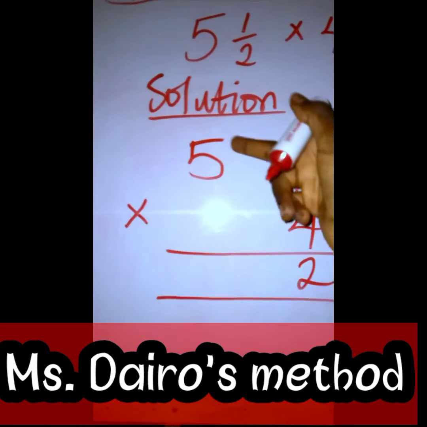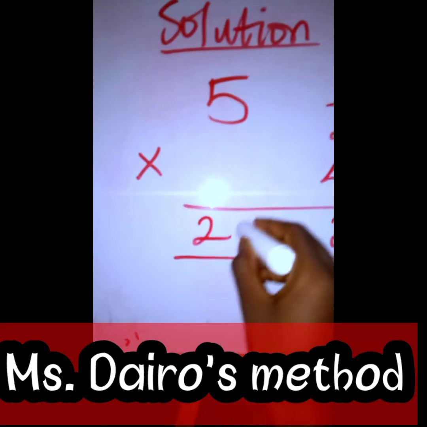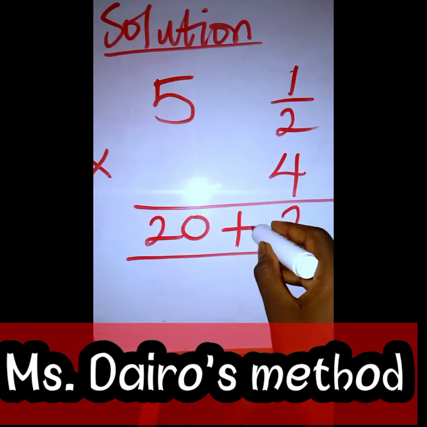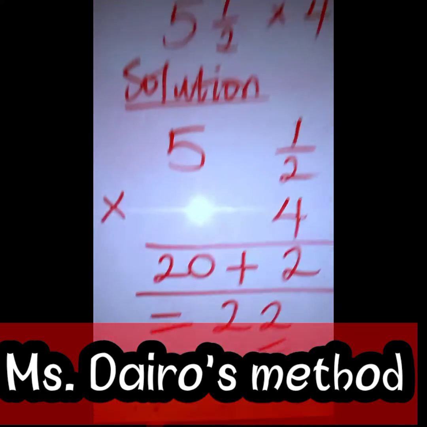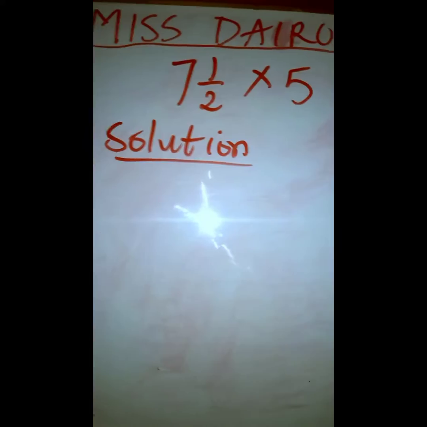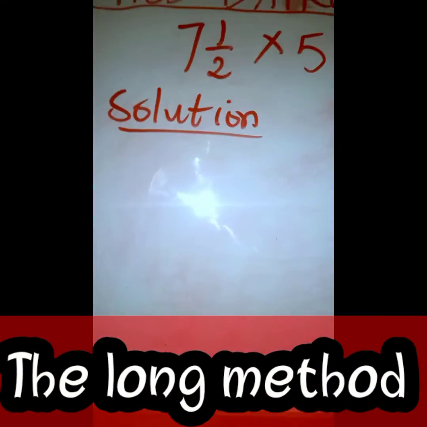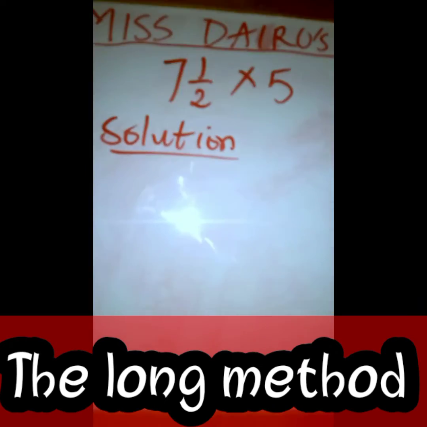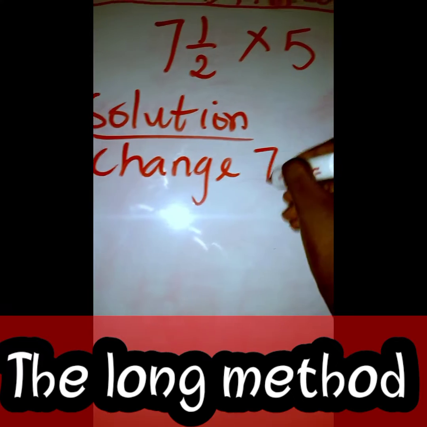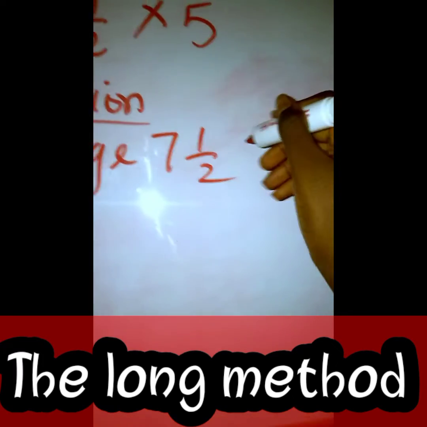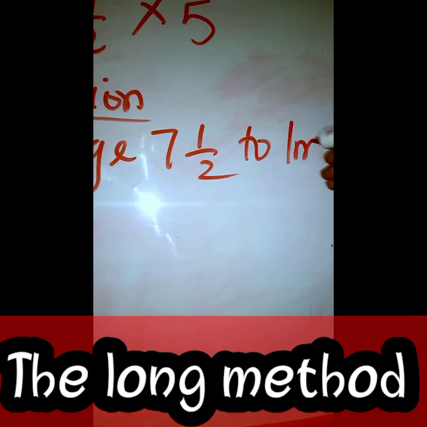Then your 4 multiplied by 5 is 20. And you just add both answers and our final answer becomes 22. If I was to solve this how we were taught back then, I would be doing this. So at first I'll change 7.5, or convert 7.5, to an improper fraction.